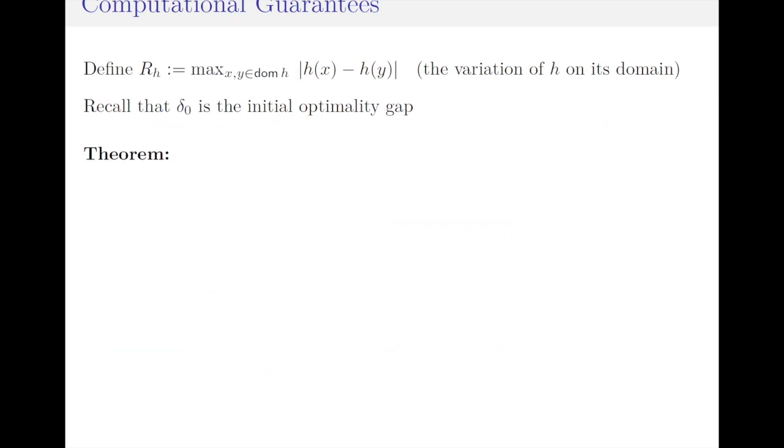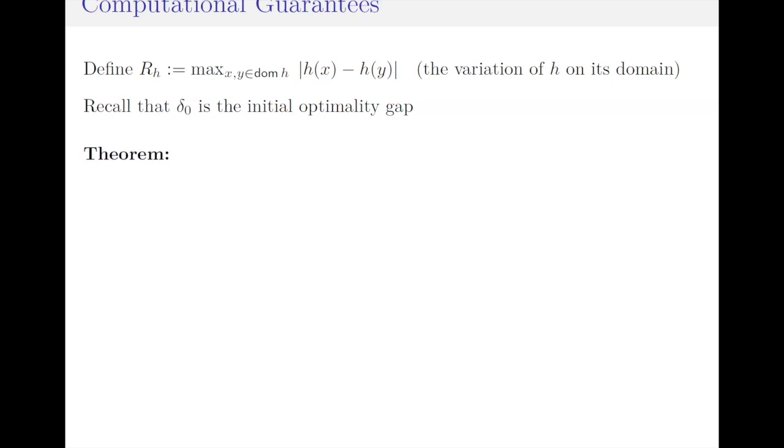In order to define the guarantees, it involves one quantity, which is RH. RH is really the variation of this function h on its domain. Basically, we just take 2 points on the domain, and we compute the largest absolute difference. If you think about this h as an indicator function, this is simply 0, so RH becomes 0.